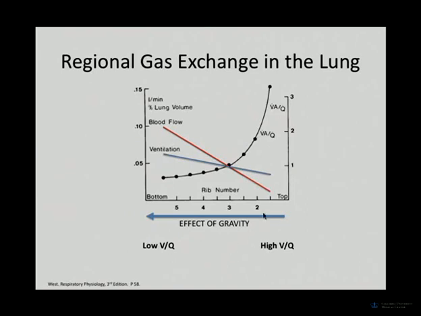This is basically looking at all the VQ relationships in normal healthy lung as a function of where they are in the chest. So this is the top, the number 1 rib, these are the lower ribs, and you can see that in the lower regions of the lung, blood flow is higher than in the upper region, and same deal, the ventilation is higher than in the upper region, but this is a much steeper drop. And as a consequence, down in the lower portions of the lung, the VQ relationship is actually lower than where it's even, and in the upper regions of the lung, you have a high VQ.